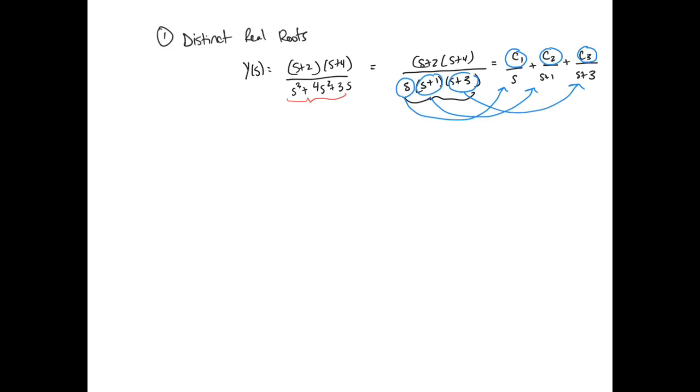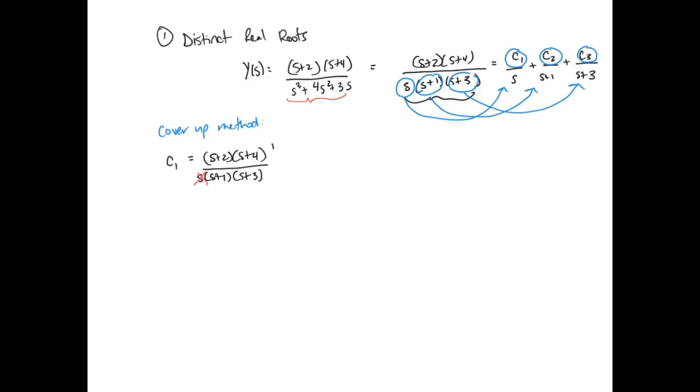I'm going to show you the cover-up method. This is a really simple way of doing this. And so what you do is, let's say you're looking for C1. You rewrite the full rational expression, and you cover up the denominator that relates to C1. So you say C1 is equal to, and I'll write the whole thing up. So you have (s plus 2), I forgot a bracket up here, times (s plus 4) divided by s times (s plus 1) times (s plus 3). But then you remove the denominator related to the coefficient you're looking for.